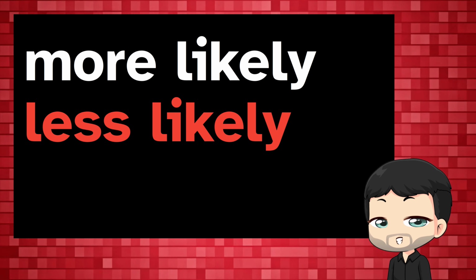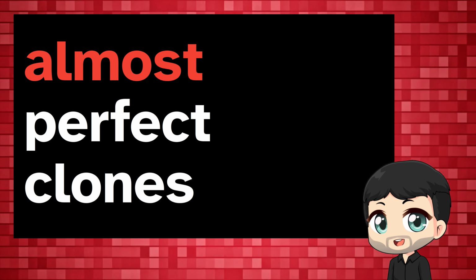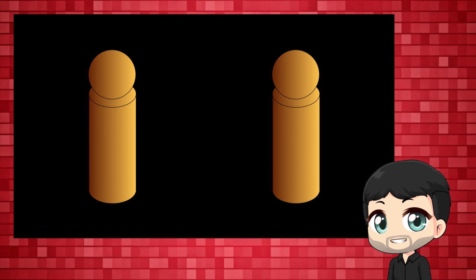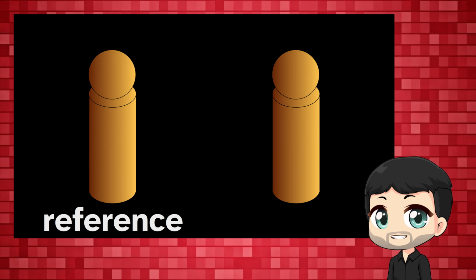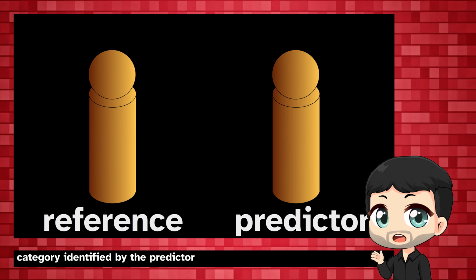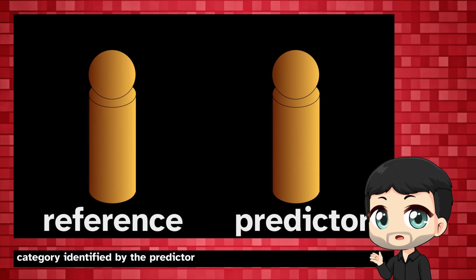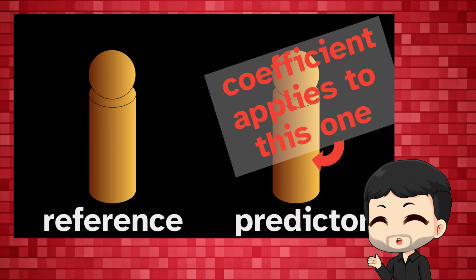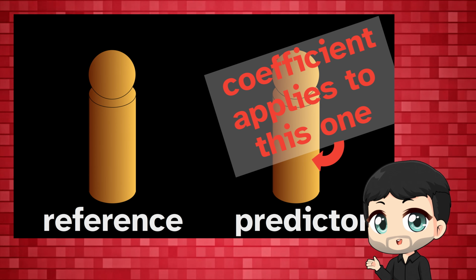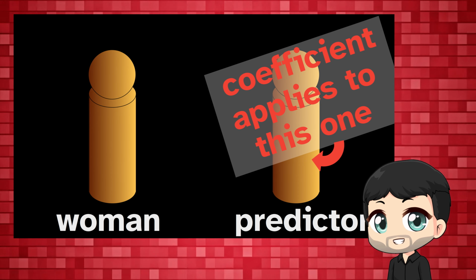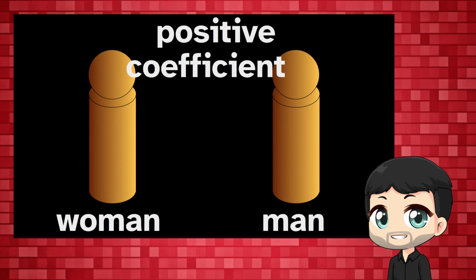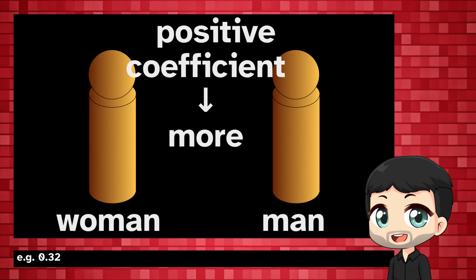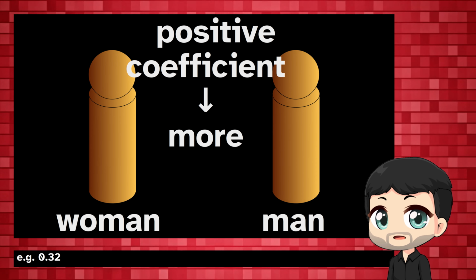Let the model create two people who are almost perfect clones. They're identical on all other variables. One person is the reference, and the other is the category identified by the predictor. The coefficient applies if you are in that category and not the reference. So if women are the reference, the coefficient applies to men. A positive coefficient means that men are predicted a higher value on the outcome variable.